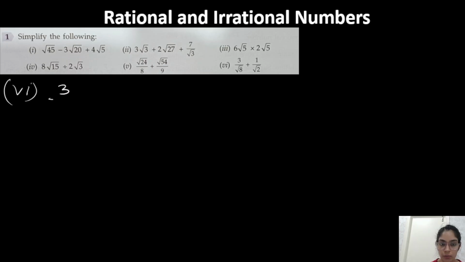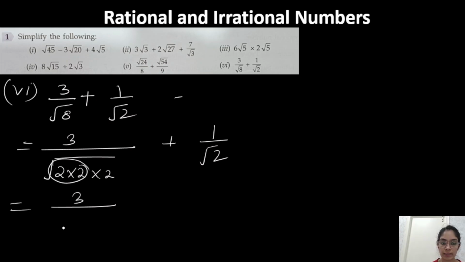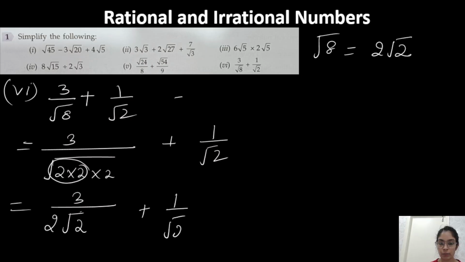The sixth one, 3 by root 8 plus 1 by root 2. Now this we can simplify, as 8 is not a prime number. So that means 8 we can simplify by its prime factorization. So 8 we know it is 2 into 2 into 2 plus 1 by root 2. Now this we can simplify. 2 2's we can, because it's a pair, take out of the root as 1 2, 2 root 2. And you can remember this is very commonly used. So square root of 8, its value is 2 root 2. I have shown you how we got it. Plus 1 by root 2.